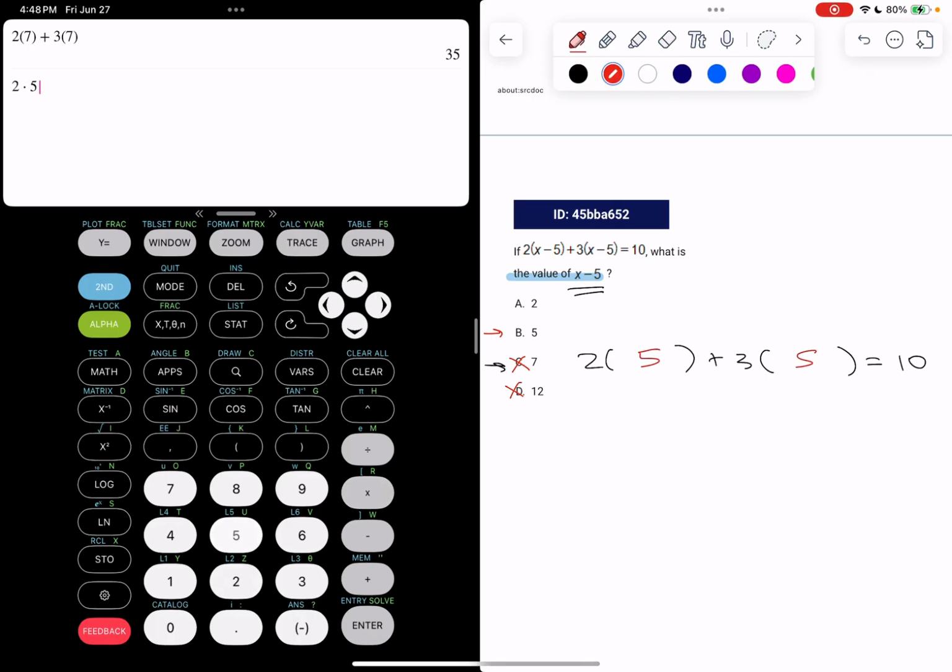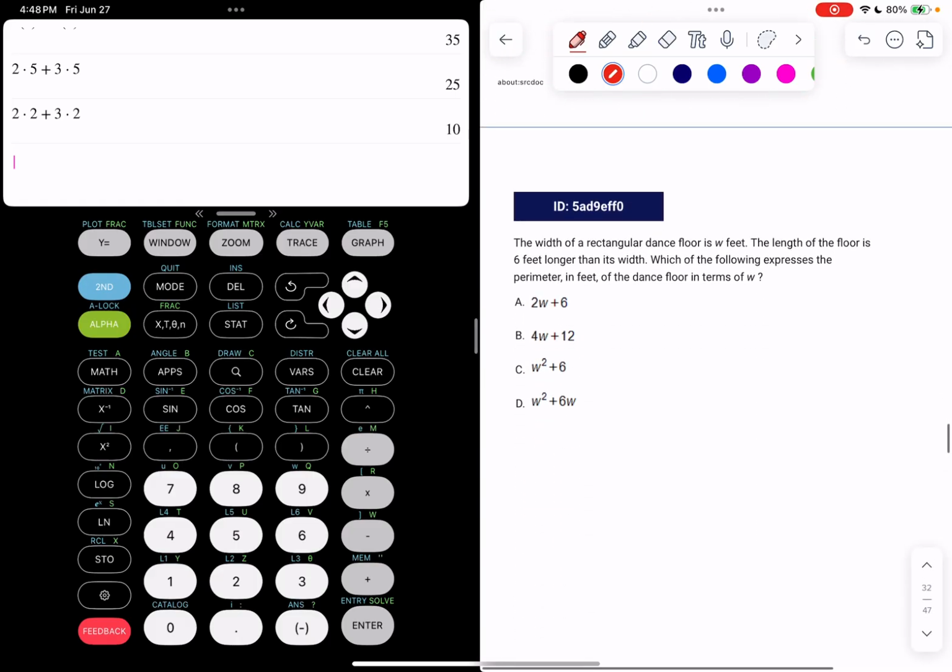2 times 5 plus 3 times 5. Ooh, 25. That's still too big, so let's get rid of that one. Let's try 2. What happens if we pop a 2 in there? All right, here we have 2 times 2 plus 3 times 2. What have we got? 10. That's our answer. Here we go.